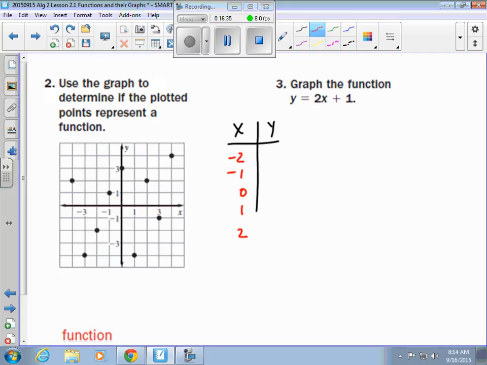Negative 2 times positive 2 is negative 4, plus 1 is negative 3. Negative 1 times 2 is negative 2, plus 1, which is negative 1. 2 times 0 is 0, plus 1 is 1. 2 times 1 is 2, plus 1 is 3. And 2 times 2 is 4, plus 1 is 5.